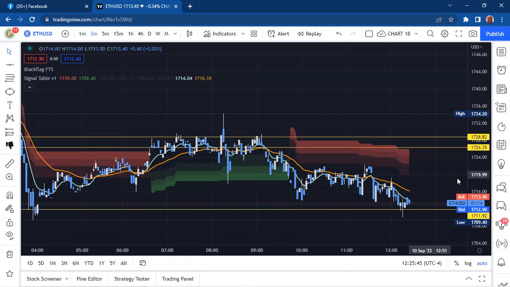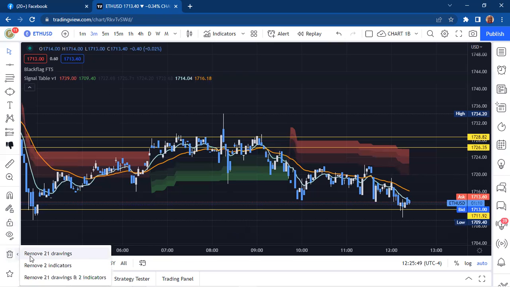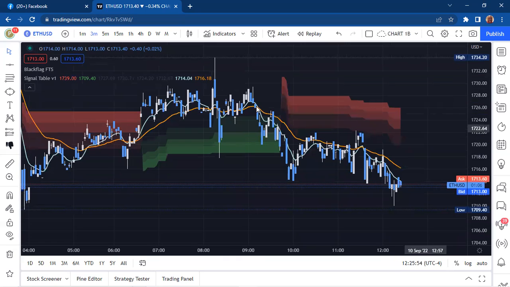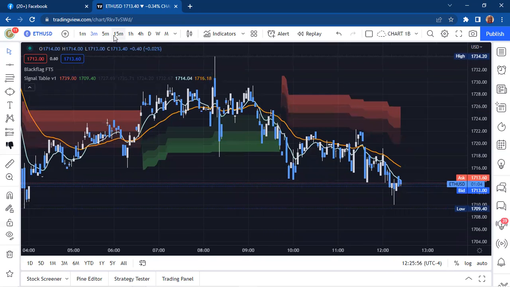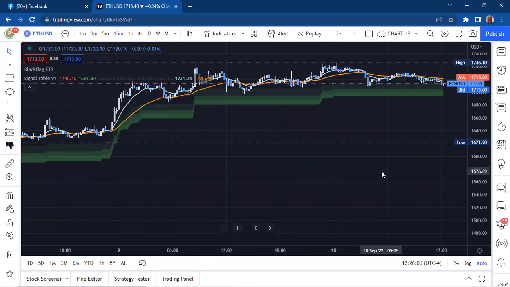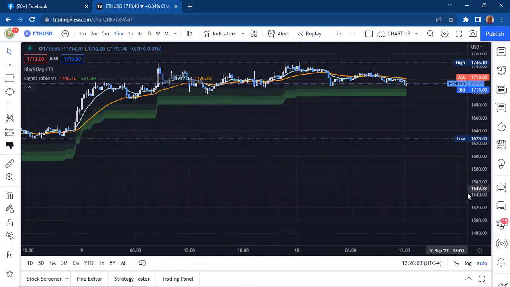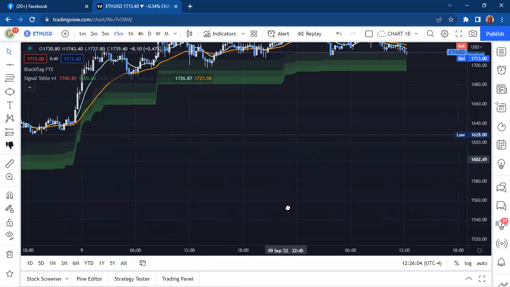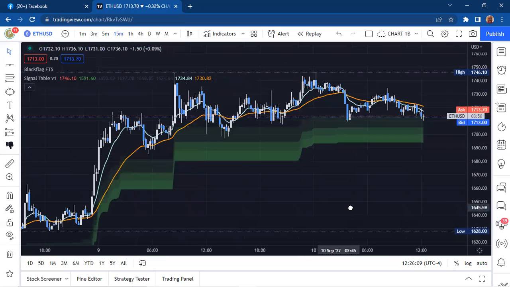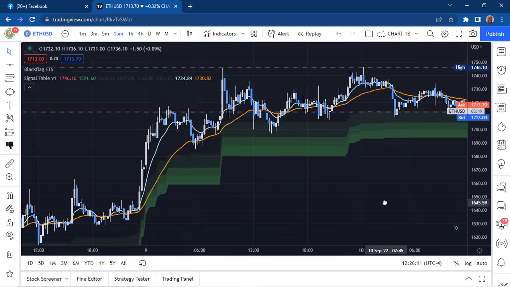But how do you read this and how do you set it up? So let me clear all the lines that I put on here. And this is a 15-minute chart. Okay, so this is Ethereum USD, which is a cryptocurrency.